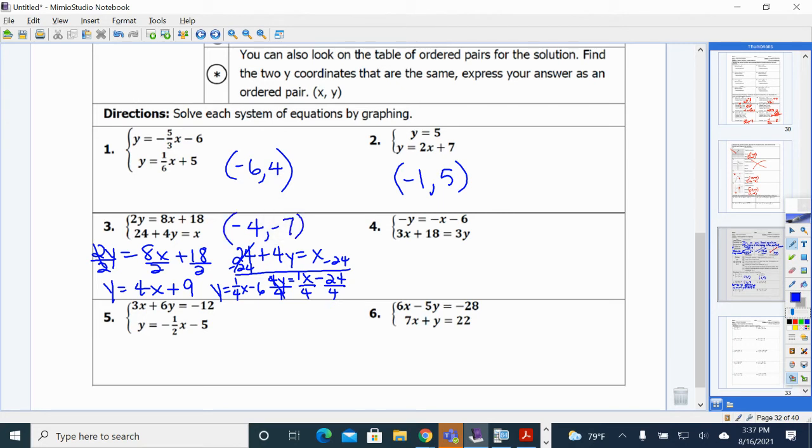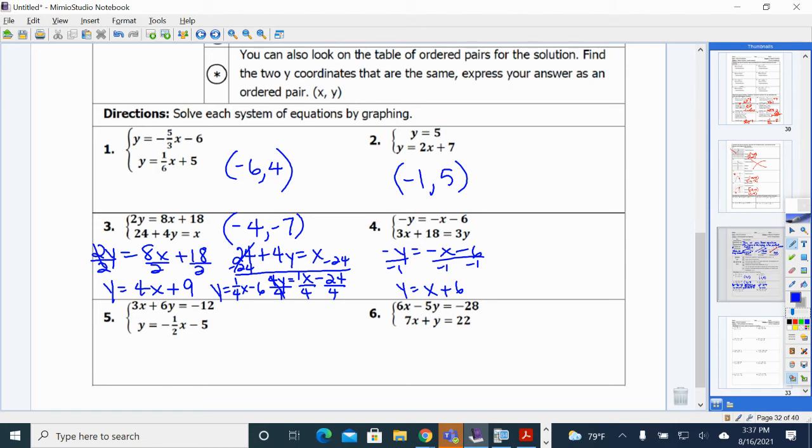Example number 4, same kind of deal. We have to take both of these equations and move them around. So the first one just has a negative y. I'm going to divide everything by negative 1. And I get y equals positive x plus 6. I should be dividing all of that by negative 1, just FYI.